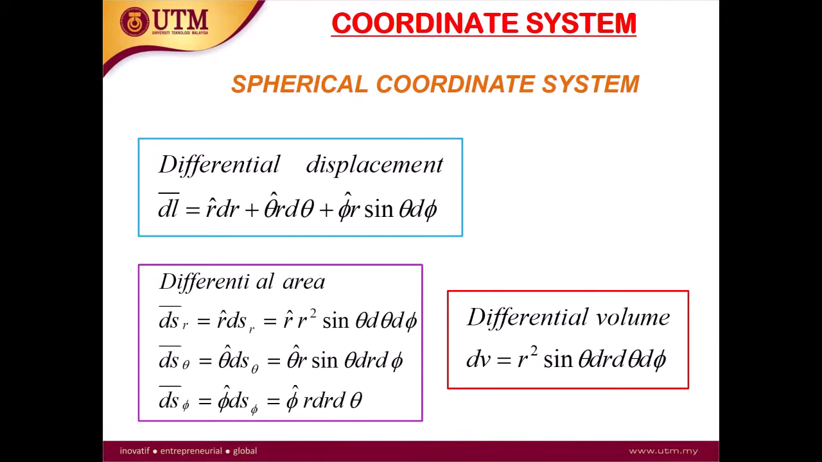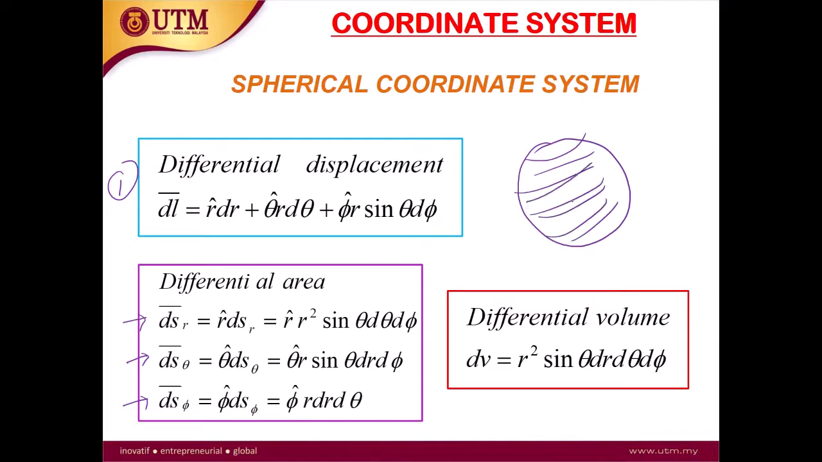Okay, that is the differential displacement. And then how do we define the differential area? What areas exist on the sphere? Here we give three different areas, which are dsr, ds theta, and ds phi. dsr is easy, because dsr is basically the surface on the sphere. It's around here. This is the surface of the sphere, going towards all directions.